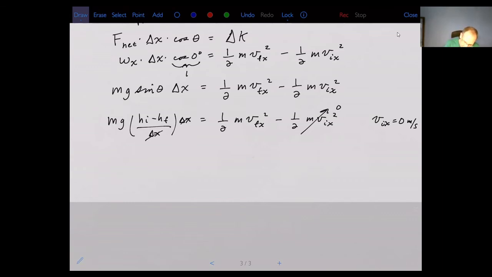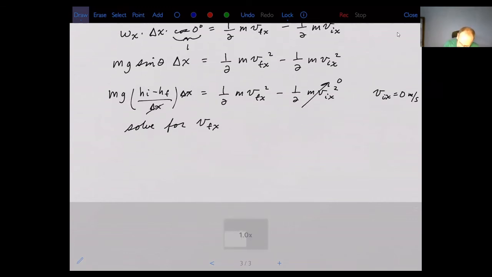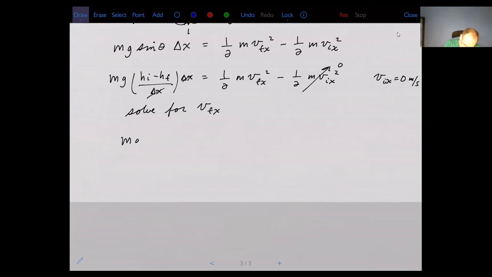I want to solve for v final in the x direction. Okay, so it's a little more algebra, right? So right now I have mg times h initial minus h final is equal to 1/2 m v final in the x squared.